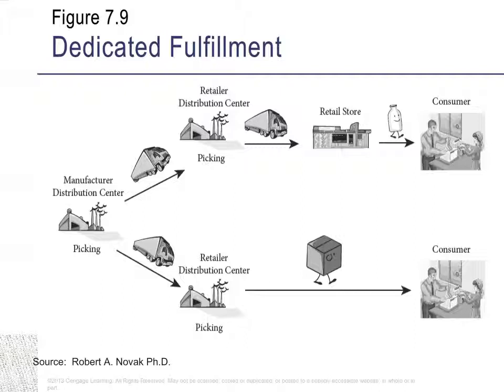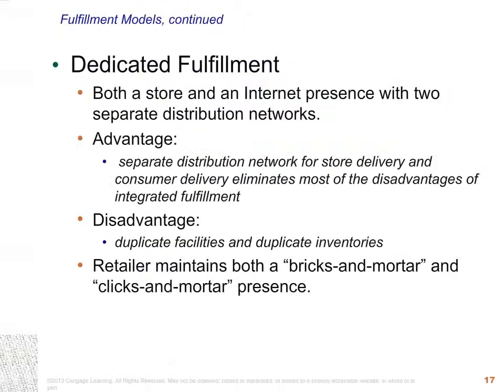They have different picking strategies. They handle different amounts in an order. The retail distribution center is using pallets. The distribution center that is just going for individual consumer use, we're looking at eaches again. So there are some advantages and disadvantages to both. The dedicated fulfillment model has both a store and an internet presence with two separate distribution networks. The advantages: we get rid of most of the disadvantages of having an integrated system. The disadvantages: we're duplicating facilities and we're duplicating inventories.